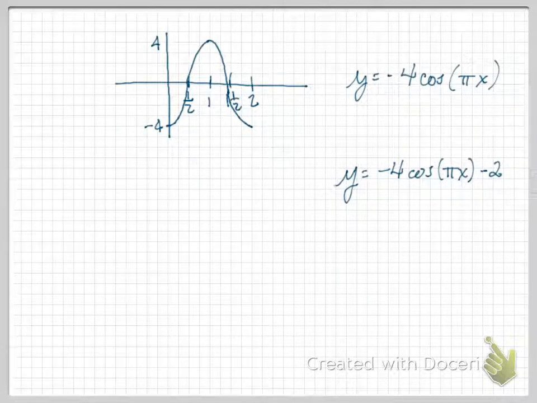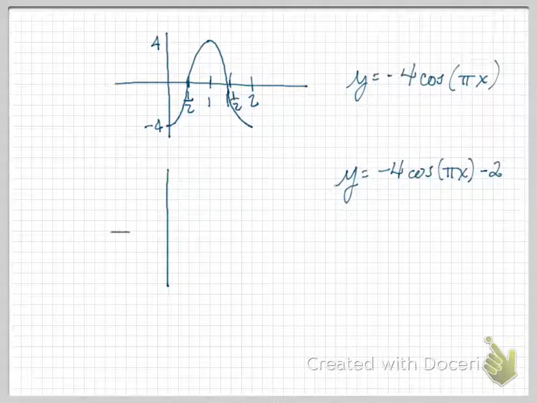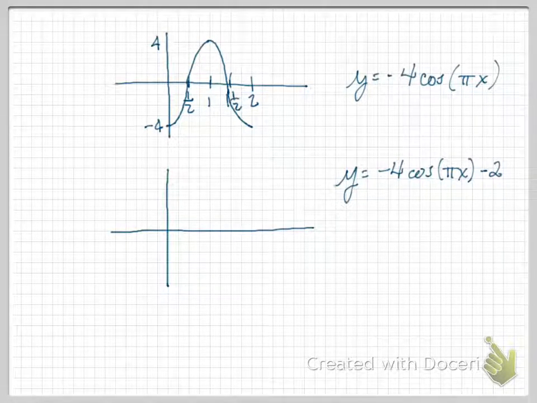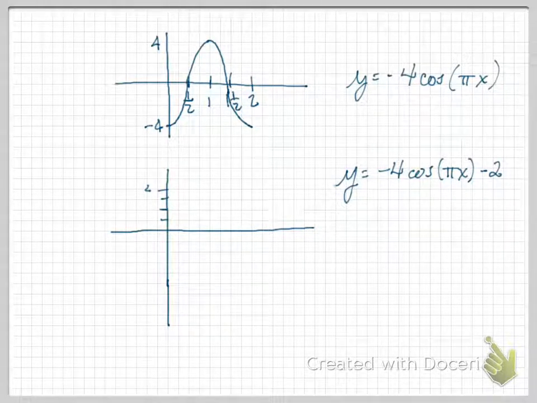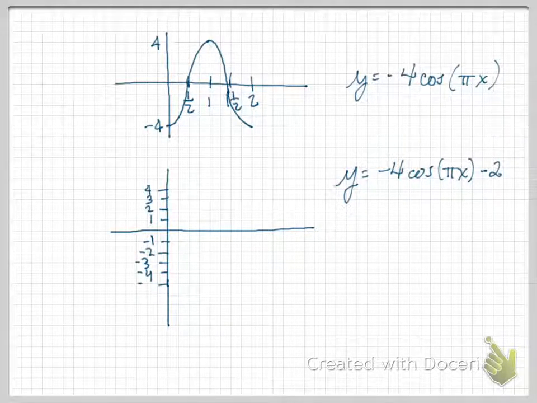So instead of ending at -4, if I drop that down 2 units, I get -6. Instead of going up to 4, I drop that down 2 units and I'm going to go to 2. So basically what you're going to do is take all those points we just drew and subtract 2 from the result. Okay, so once again, we're going to go -1, -2, -3, -4, -5, and -6. We're going to drop down to that, and we're going to actually go up to 2, because 4 minus 2 is 2.